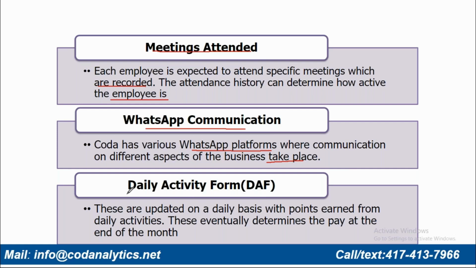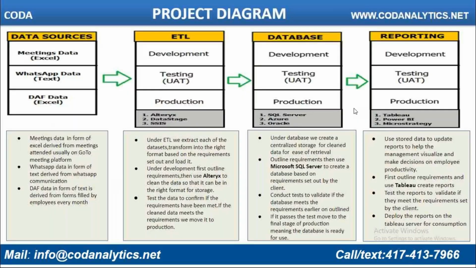And then we also have the last data set, which is the daily activity form. These are updated on a daily basis with the points earned from the daily activities. So this eventually determines the pay at the end of the month. So we also have the DAF, that is the daily activity forms. These are forms that each employee fills in, based on the activities that he or she has done on each day. And then this is going to determine the pay of each employee at the end of the month.